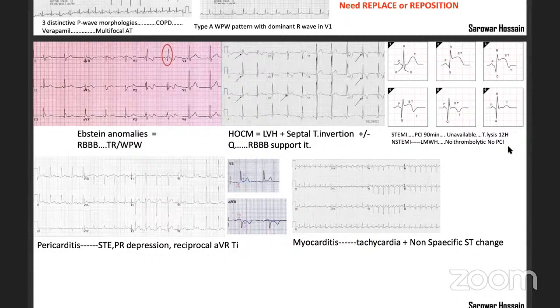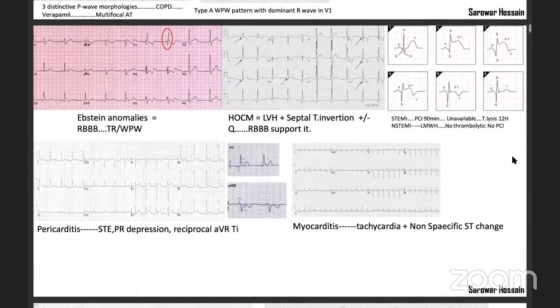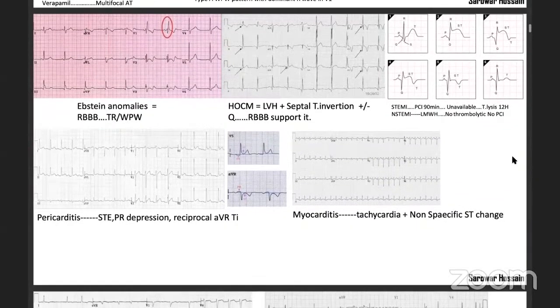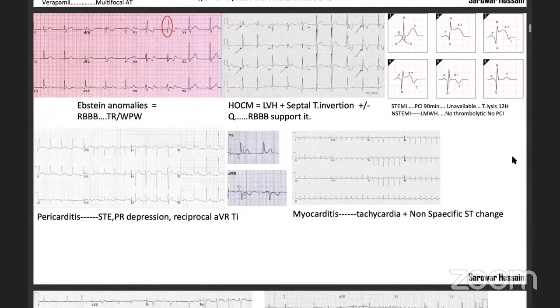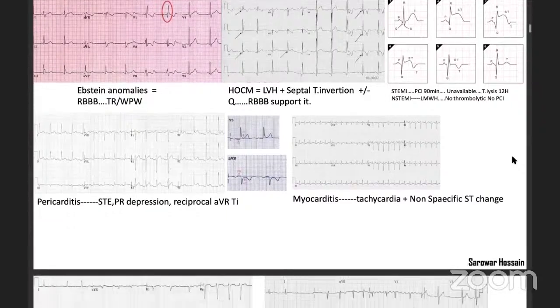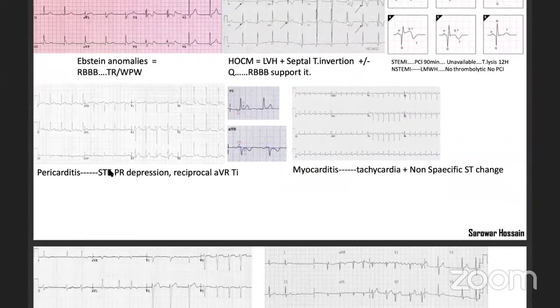If it is NSTEMI, I think low molecular weight heparin plus antiplatelet should be good enough. No thrombolysis, no PCI, but once the patient is stable enough, they should do an intervention. If it's stable, just antiplatelet. Okay. Next is pericarditis.